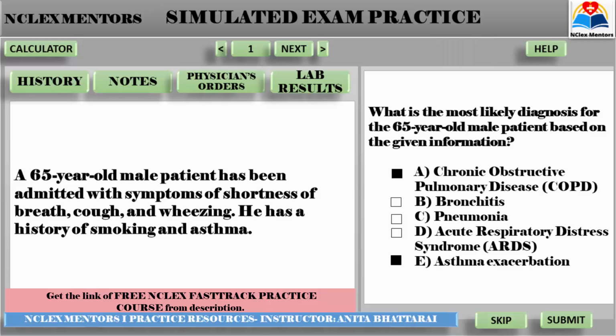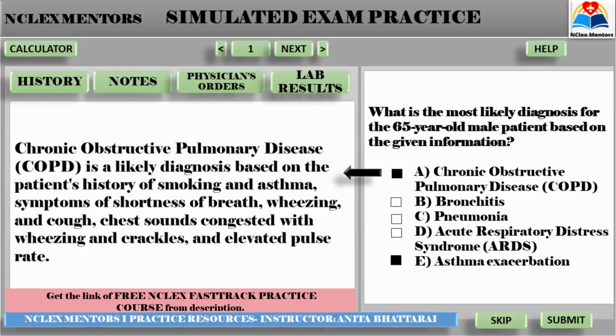There are two correct answers for this question. A, chronic obstructive pulmonary disease, COPD, and E, asthma exacerbation are the correct answers. A. COPD is a likely diagnosis based on the patient's history of smoking and asthma, symptoms of shortness of breath, wheezing and cough, chest sounds congested with wheezing and crackles, and elevated pulse rate.